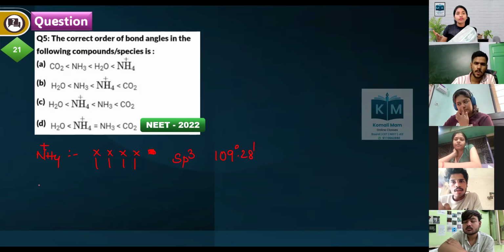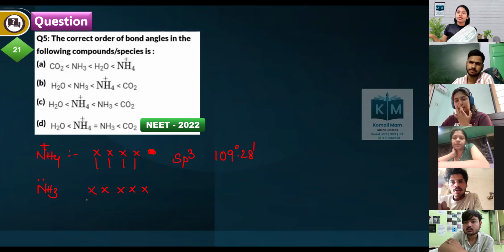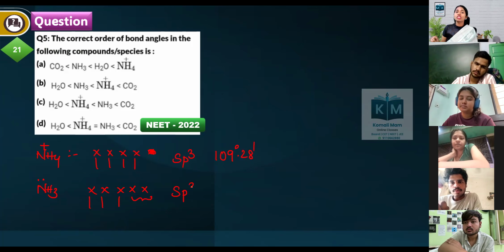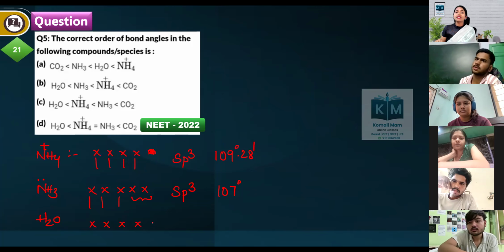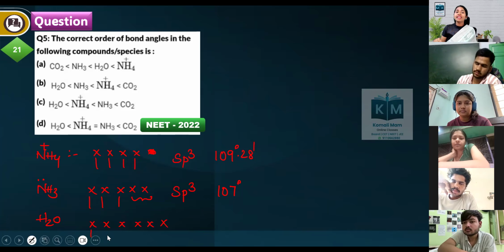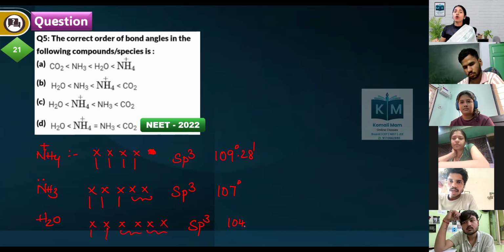Next one, let us count for NH3. This also will be sp3. 5 electrons in the valence shell, 3 are sharing, 1 lone pair. So sp3 with 1 lone pair, ammonia, the bond angle comes to 107 degree. Next, H2O. Oxygen has 6 electrons in the valence shell. Each hydrogen shares 1 electron, 2 lone pairs. sp3 with 2 lone pairs like water molecule, bond angle is 104 degree.